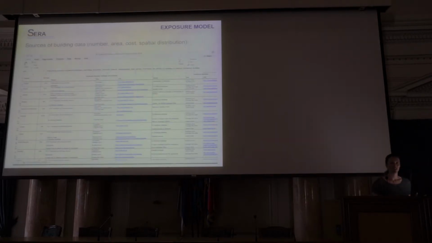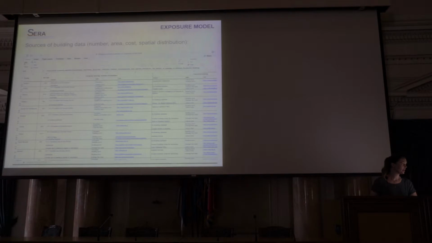So how are we putting together this European exposure model? We are collecting lots and lots of publicly available data from all across Europe. We have a spreadsheet, which is available to download, which gives the sources for each country where we found data on buildings. We have the national census data in each country.